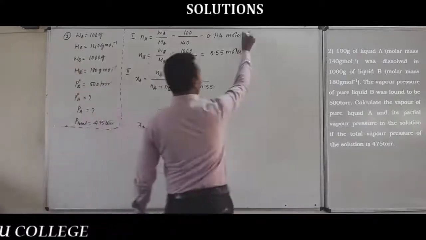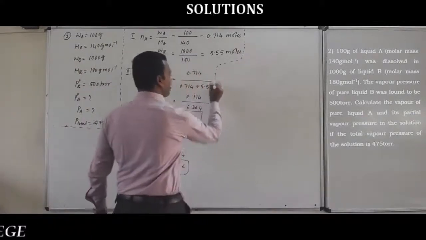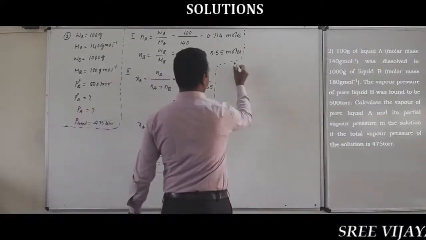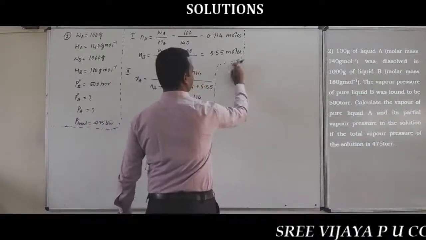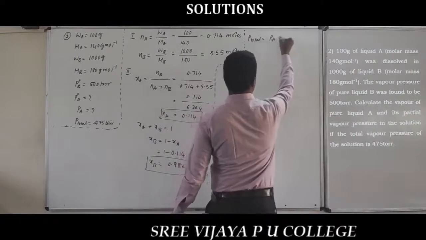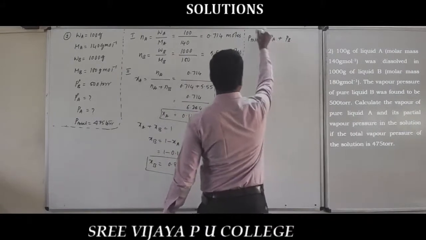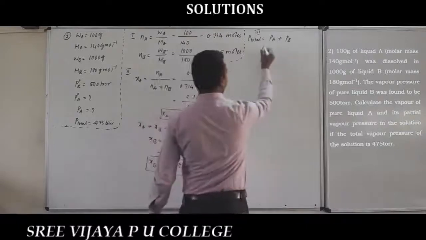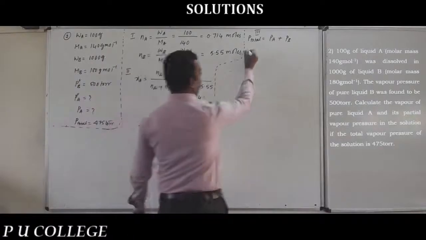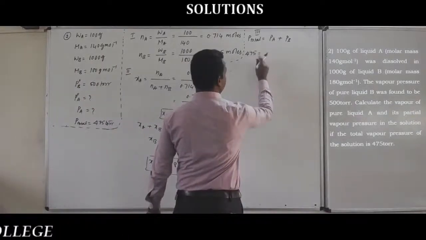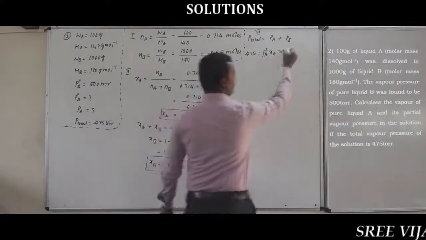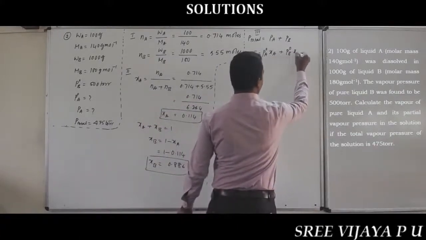So according to Raoult's law, apply the equation, that is P total. P total is equal to PA plus PB. That is the third step. Here P total is given. So what is the value of P total? That is 475 torr. That is, 475 torr is equal to PA, which can be written as P naught A XA according to Raoult's law, and PB can be written as P naught B into XB.